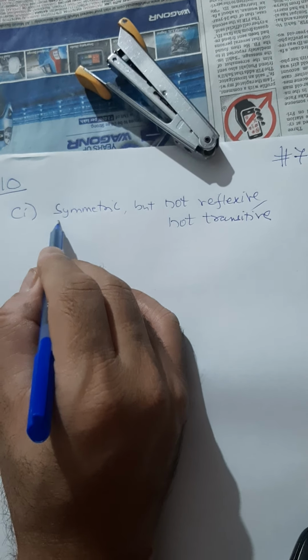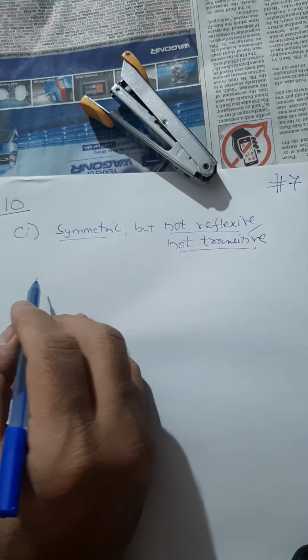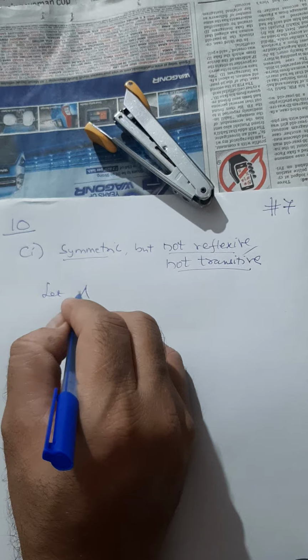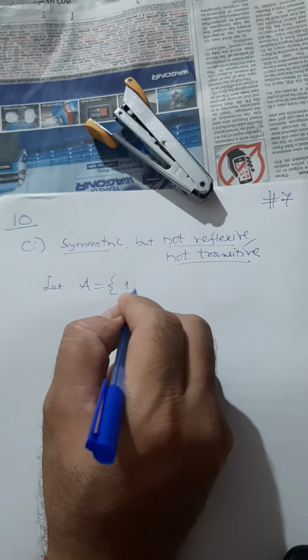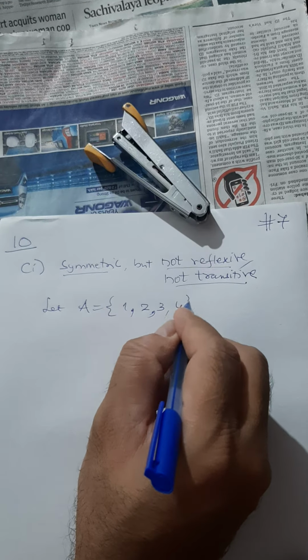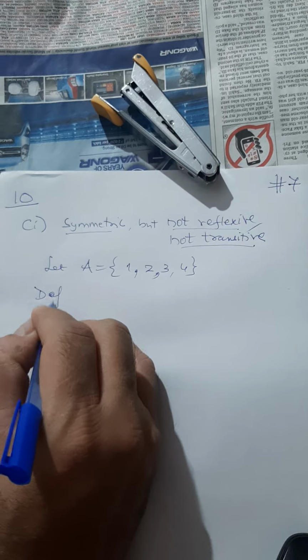So the relation should be symmetric, not reflexive, not transitive. Now when you take an example of a relation, you need to take a set. So let's take A equals to {1, 2, 3, 4}. Randomly I'm taking one set. You can choose any set. Define a relation here.